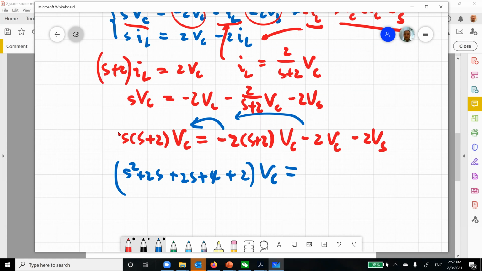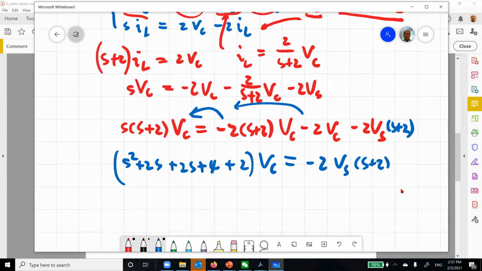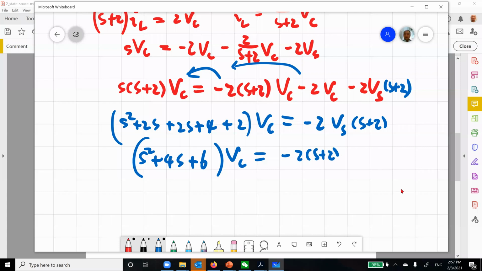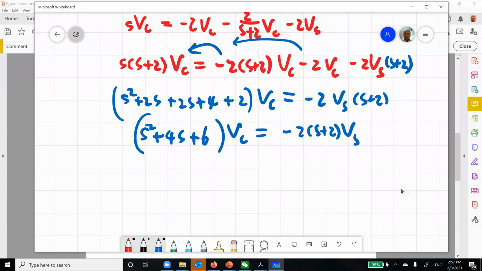Okay. Why didn't the 2VS at the end get S plus 2 multiplied into it? Oh, yes, you are right. We need S plus 2. Oh, okay. Thank you. Yes, for sure. Yeah, good job. So in the end, we have S squared plus 4S plus 6, the VC. Then I have 2S plus 2 VS. So this is in the S domain.